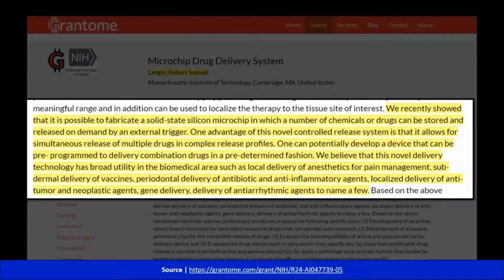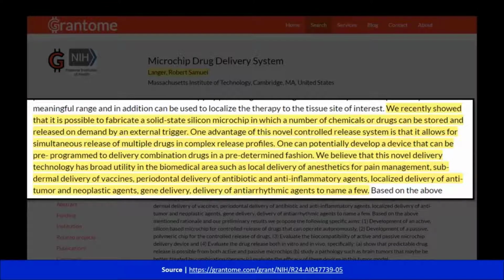Wow, that is... "One advantage of this novel controlled release system is that it allows for simultaneous release of multiple drugs in complex release profiles. One can potentially develop a device that can be pre-programmed to deliver a combination of drugs in a predetermined fashion. We believe that this novel delivery technology has broad utility in the biomedical area, such as local delivery of anesthetics for pain management, subdermal delivery of vaccines, of course, periodontal delivery of antibiotic and anti-inflammatory agents, localized delivery of anti-tumor and neoplastic agents, gene delivery, delivery of arrhythmic agents, to name a few."